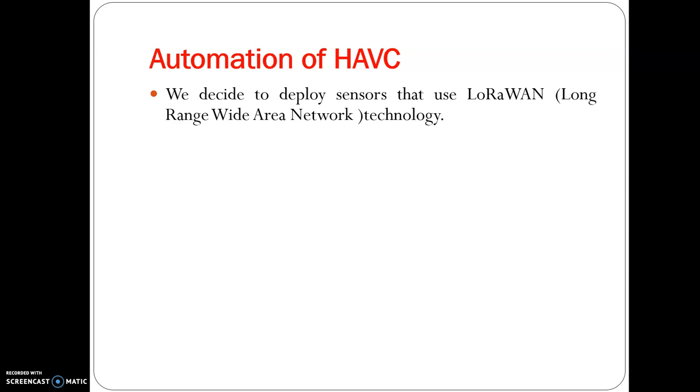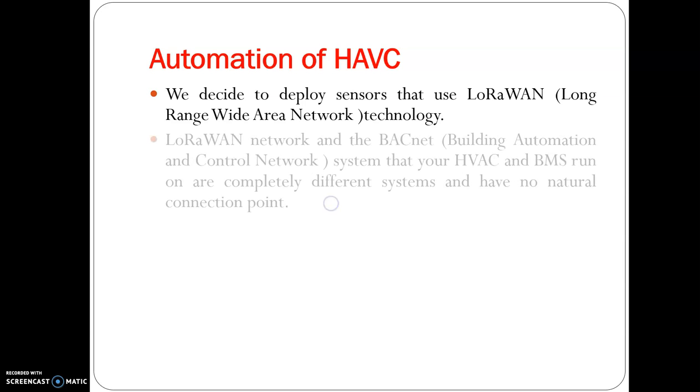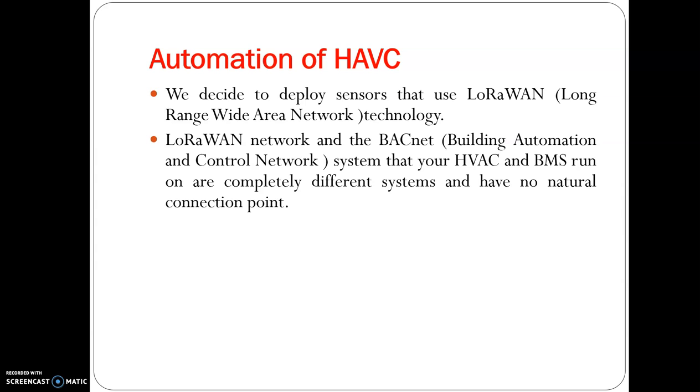So you decided to deploy sensors that use LoRaWAN technology. LoRaWAN stands for Long Range Wide Area Network. Now the problem is that the LoRaWAN network and BACnet, which stands for Building Automation and Control Network, that your HVAC and BMS run on, are completely different systems and have no natural connection point between them.